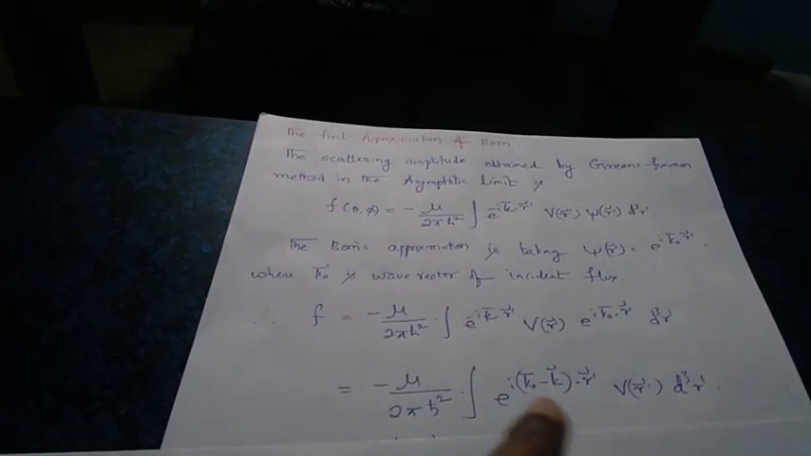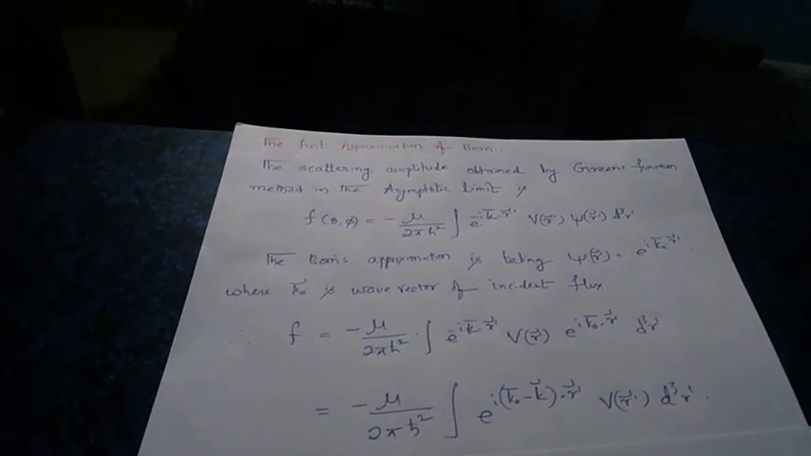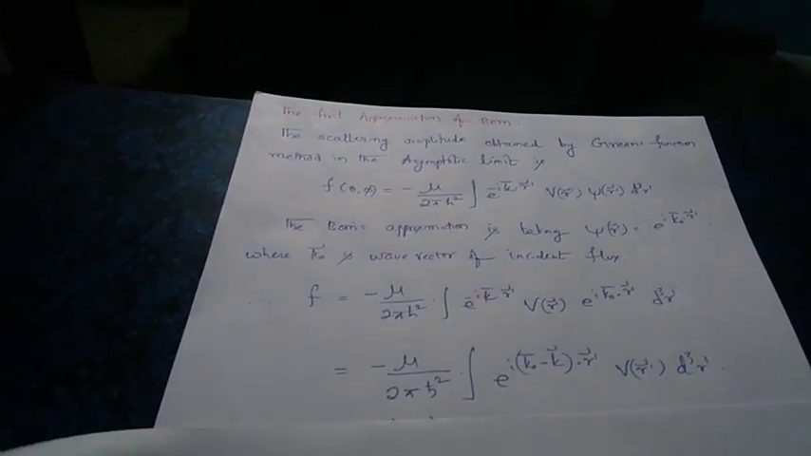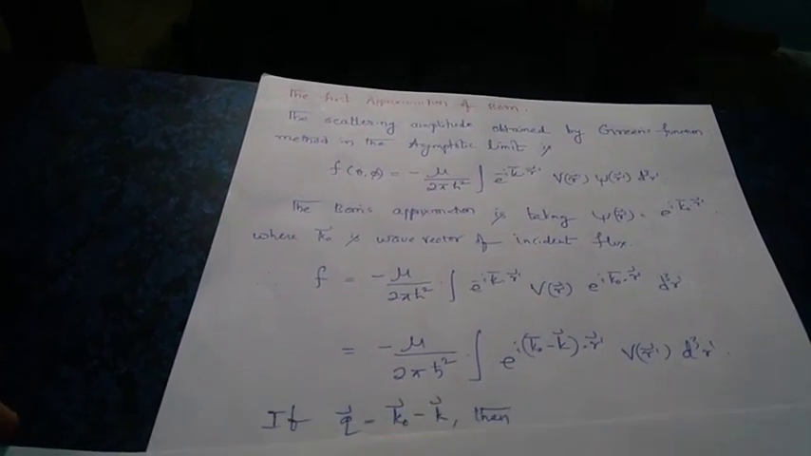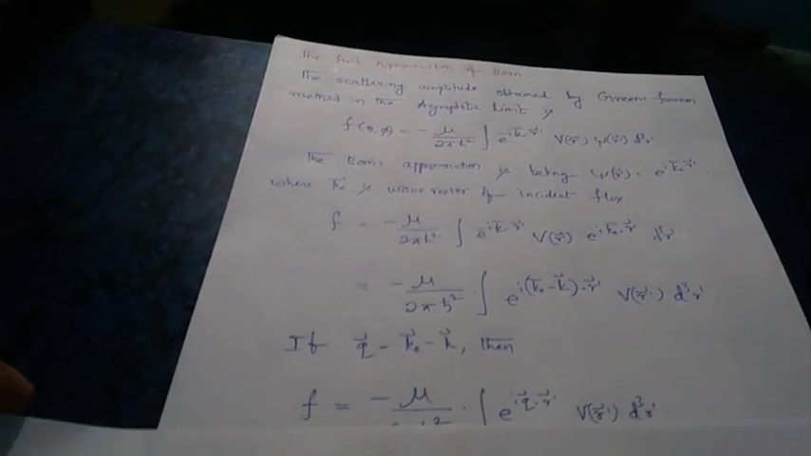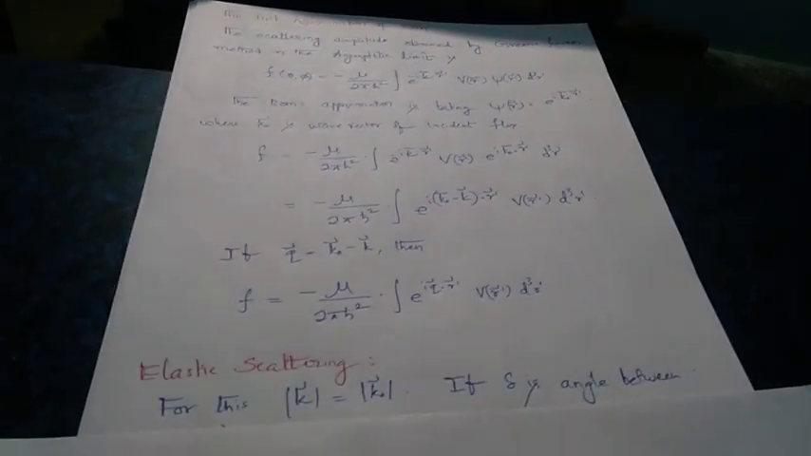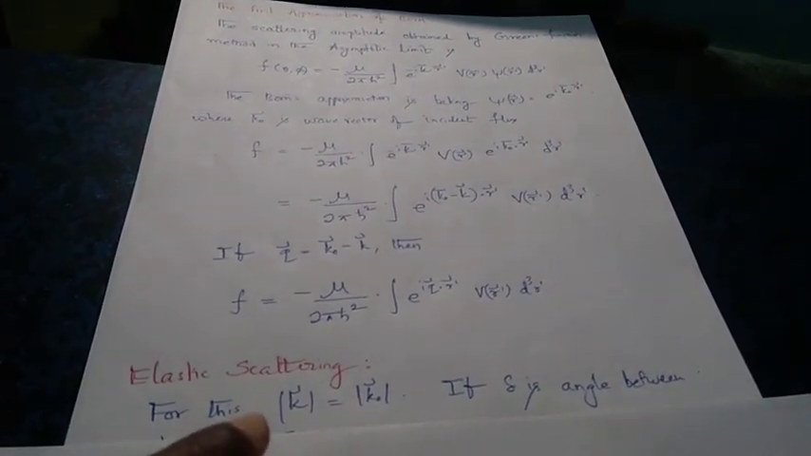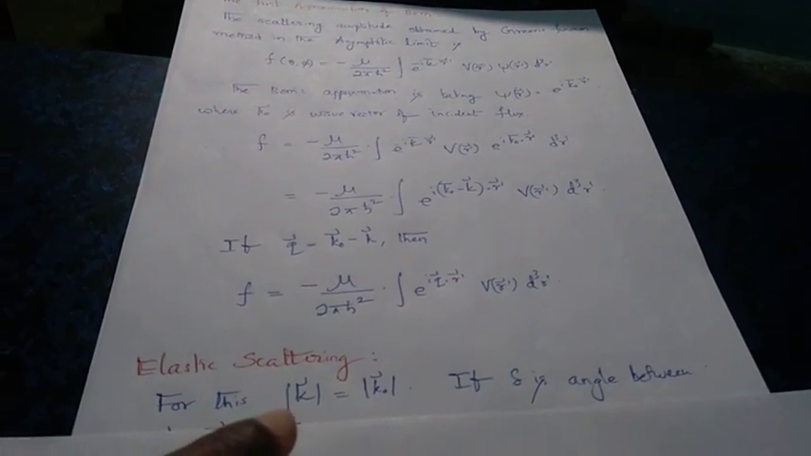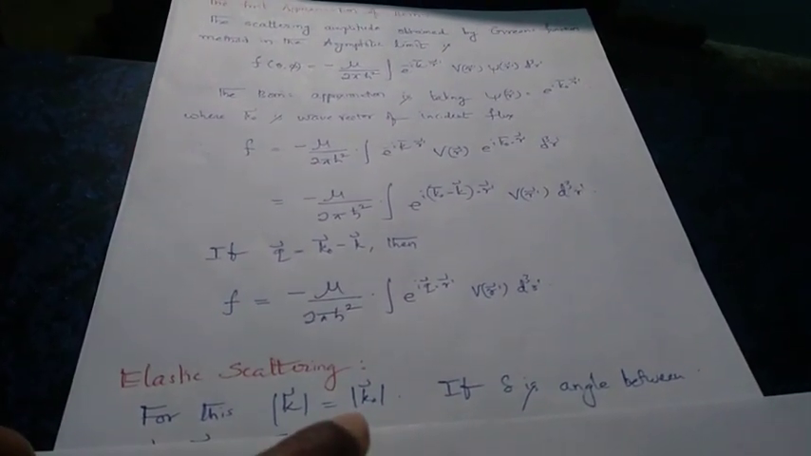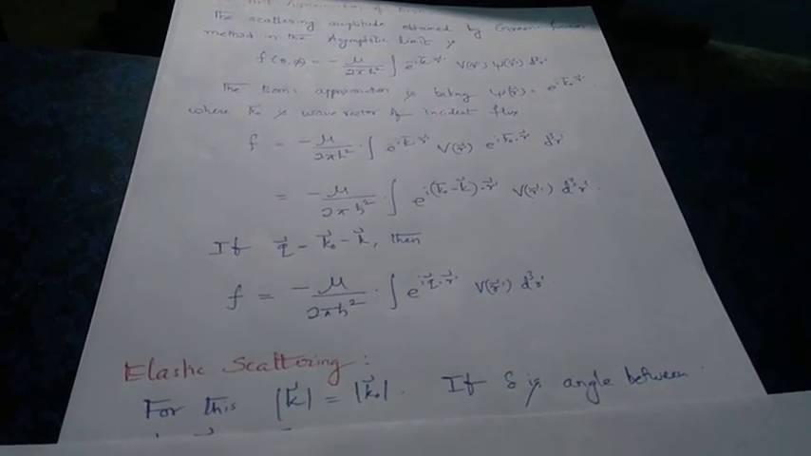exponential with (k₀ minus k) into i dotted with r', and if you call this k₀ minus k as another vector which is q, then we can get this kind of expression for the scattering amplitude. And this can even be simplified if you take a special case which is called elastic scattering, in which the magnitudes of the scattered wave vector k and the incident wave vector k₀ will be equal.